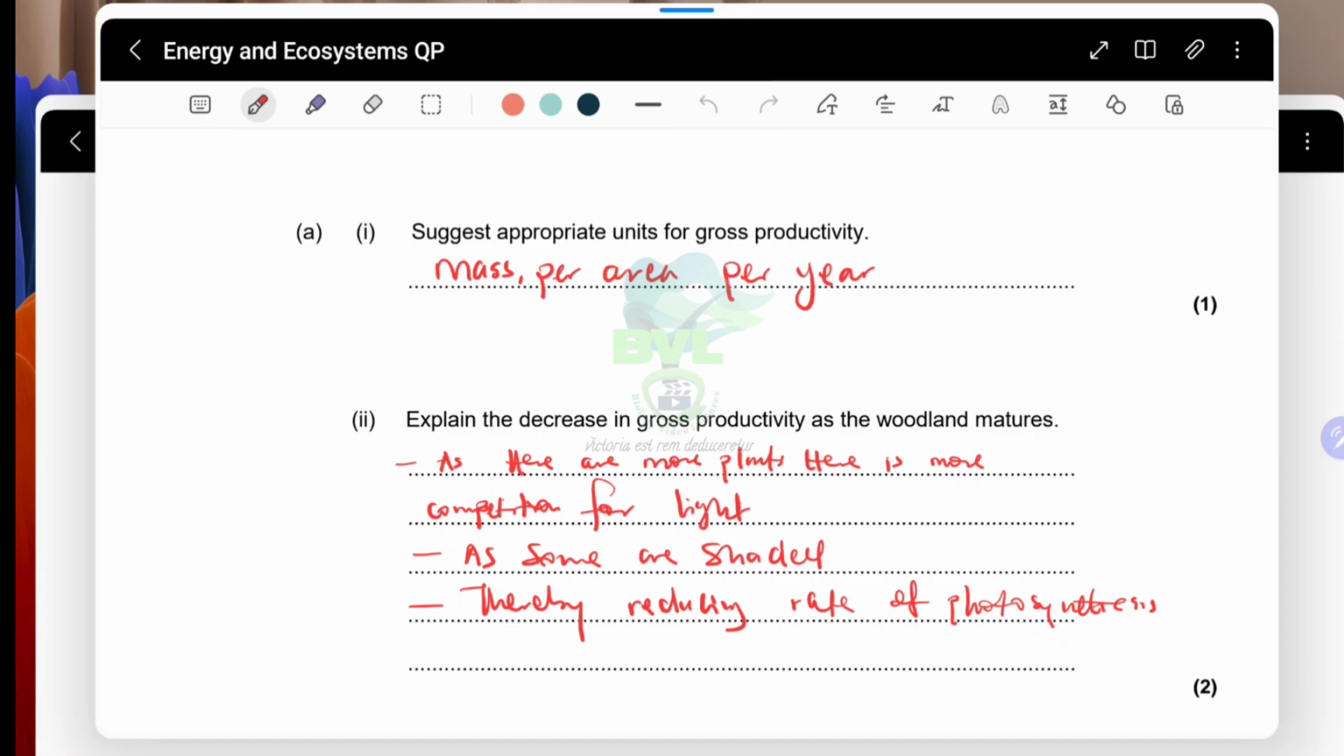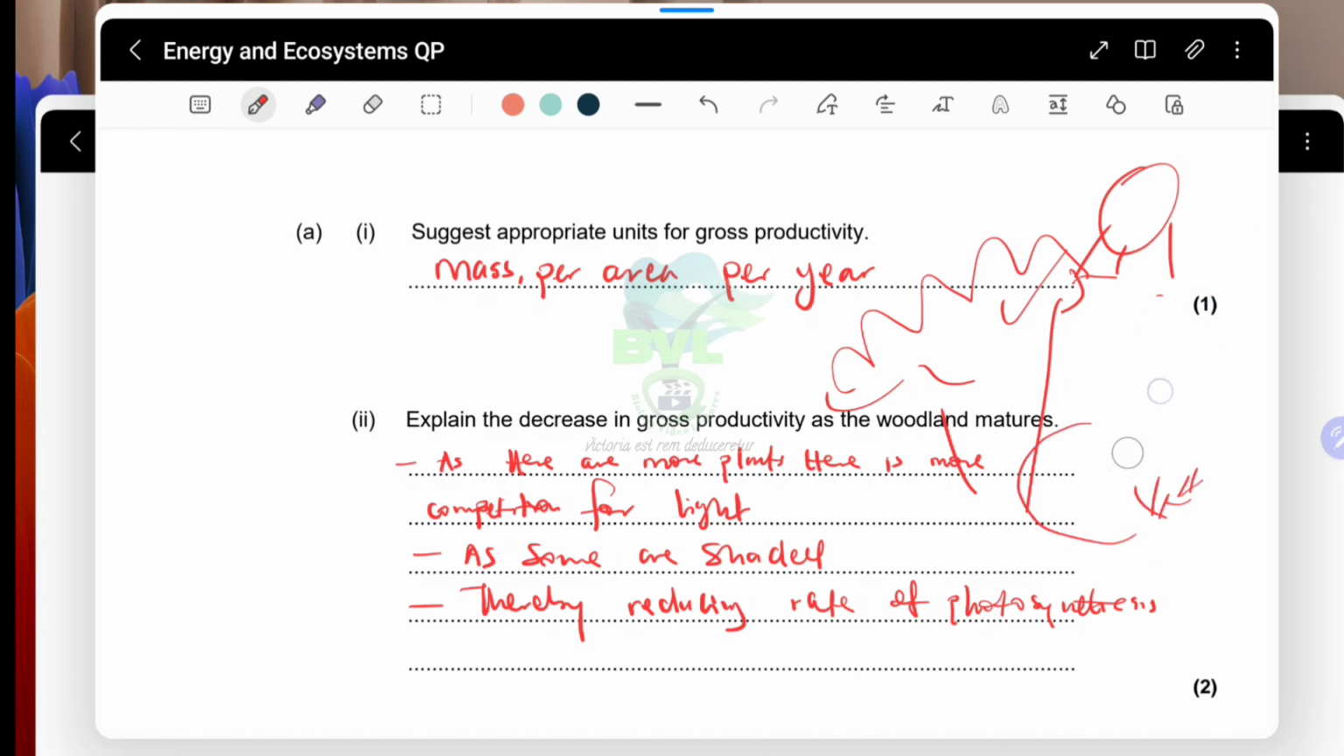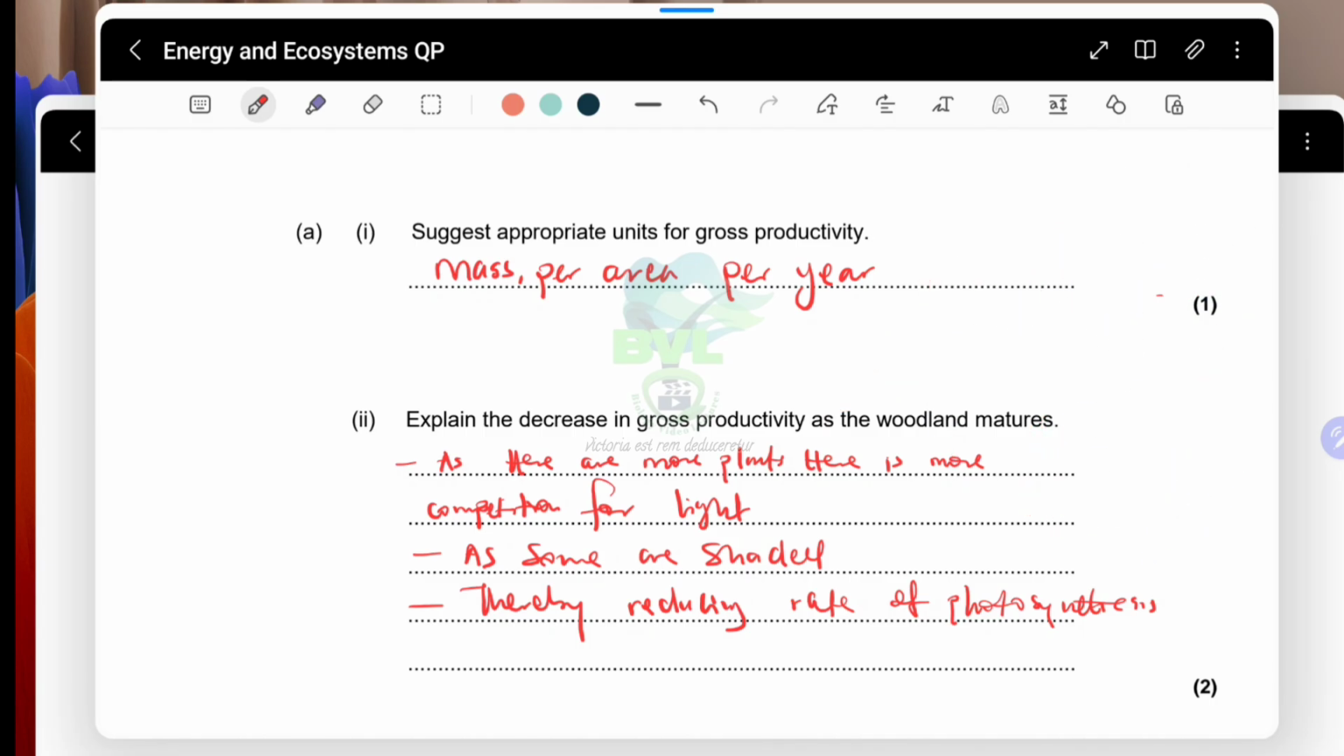So that means some plants that are underneath will be shaded from light, so their own photosynthesis will reduce. As some will be shaded, the rate of photosynthesis is reduced. It's basically because there will be more plants, like you have plants at different levels. The ones on the floor will be obstructed from sunlight, so gross productivity will reduce. The upper ones might increase, but it's going to affect some plants on the ground. Okay, hope that made sense. So moving on.